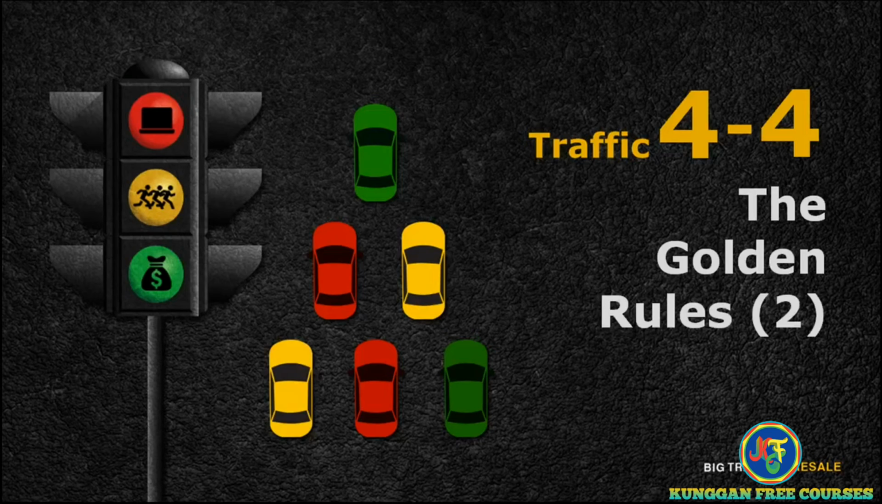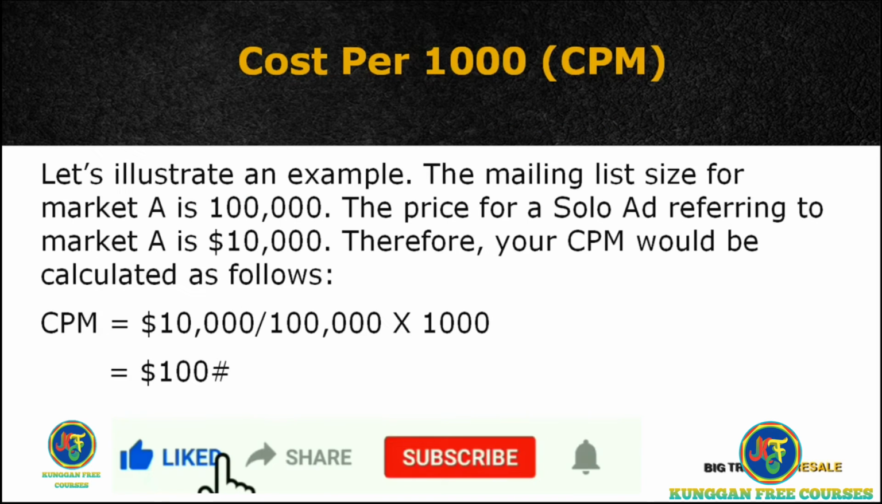The CPM formula is as follows: cost of one unit of media program, divided by size of media program audience, times 1,000. Let's illustrate an example. The mailing list size for Market A is 100,000. The price for a solo ad referring to Market A is $10,000. Therefore, your CPM would be calculated as follows: CPM equals $10,000 divided by 100,000 times 1,000, which equals $100. This means it'll cost you $100 to reach 1,000 audience in Market A.